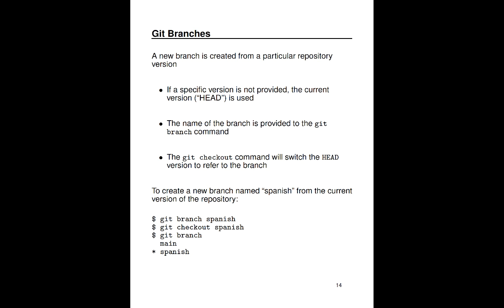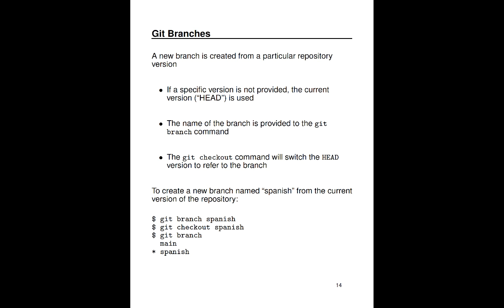Now, when you create a branch, you specify the particular version that you want to create a branch from. Usually you create a branch, or maybe by default, you create a branch from the latest revision to a repository, but it's possible to pick and choose any repository revision and create a branch from that. You create branches with the git branch command, and you provide that command the name of the branch that you want to create.